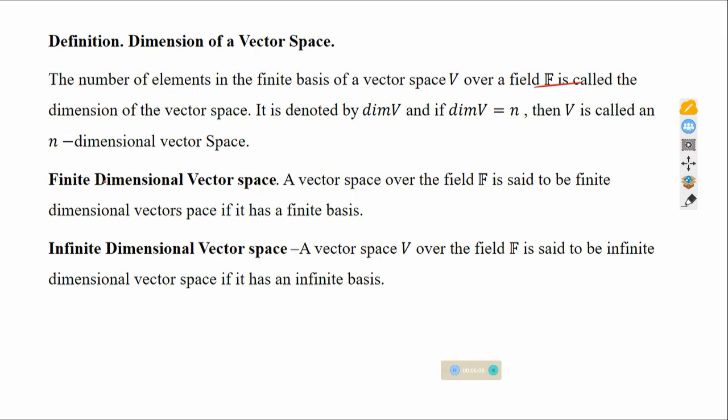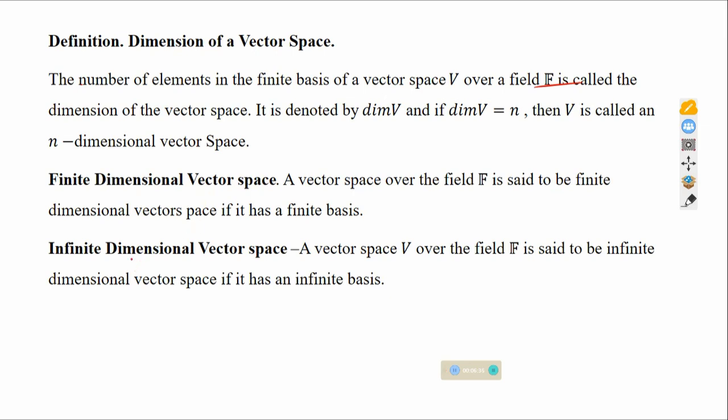When we talk about a finite dimensional vector space, a vector space over a given field F will be said to be finite dimensional if it has a finite basis, meaning that the elements in the basis are countable. So for that case, we shall say that the vector space is finite dimensional.